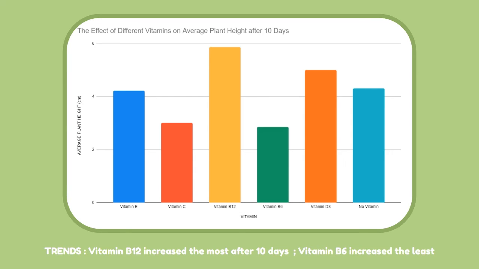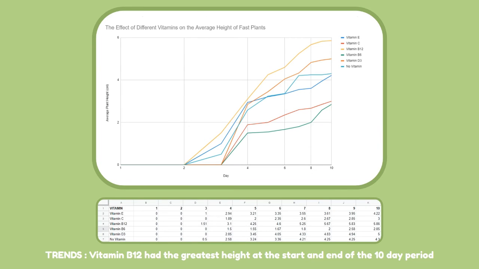At the end of the experiment, as you can see on the bar graph, vitamin B12 increased the most after the 10 days, while vitamin B6 increased the least. This is also shown by the line graph.